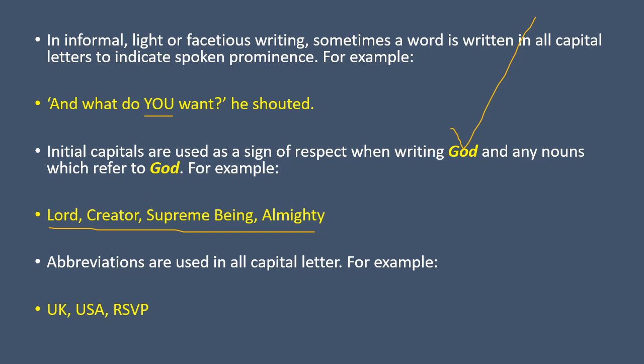Abbreviations are used in all capital letters. For example, UK, USA and RSVP. So these are some of the abbreviations. So they are all capital. You cannot write U capital and then K small. That would mean that this is a word, which is obviously not. So abbreviations are written in capital letters.